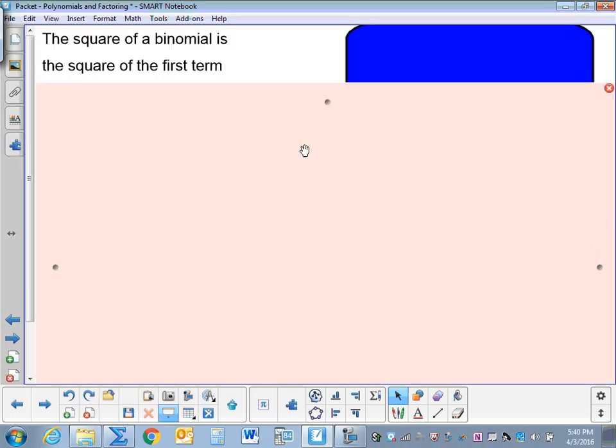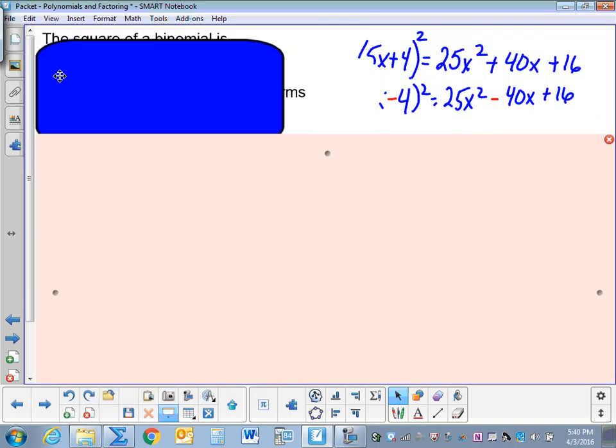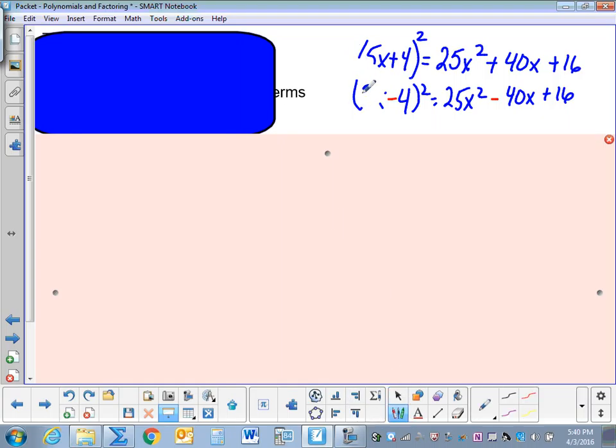So if we go back and compare the two examples, they're very similar, 5x minus 4 and 5x plus 4. We can see they're identical except for the middle term. And again, the sign of the middle term matches the binomial.